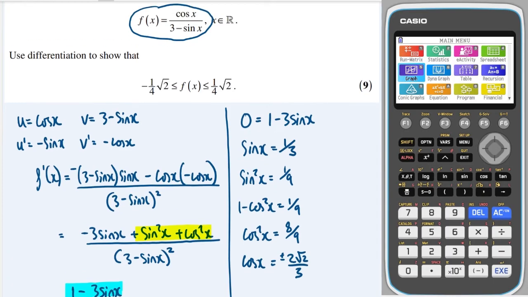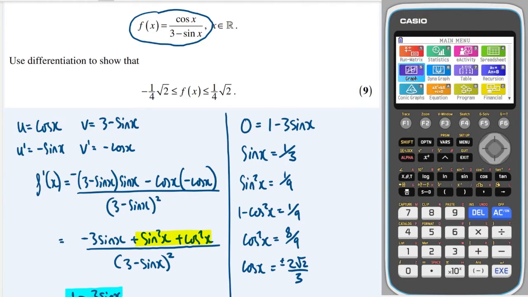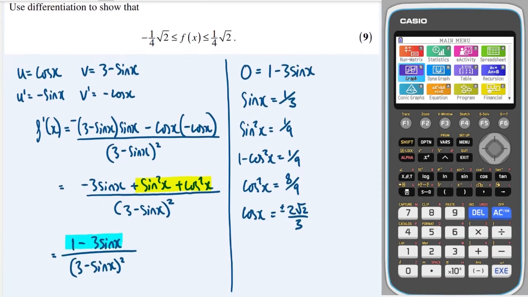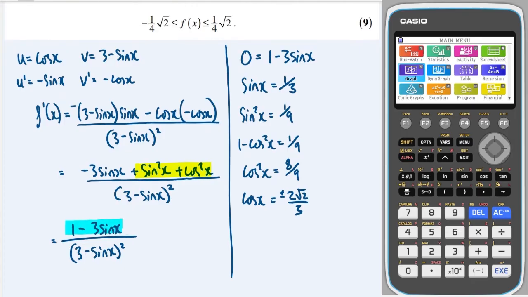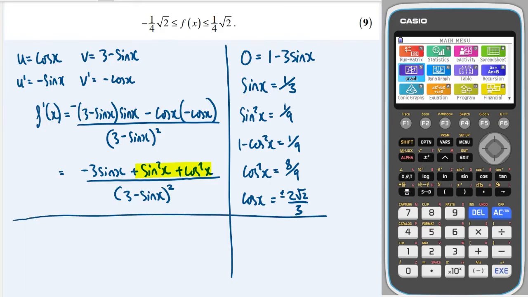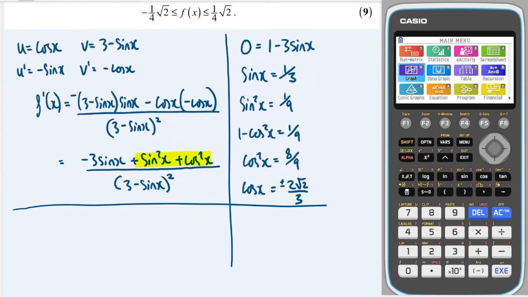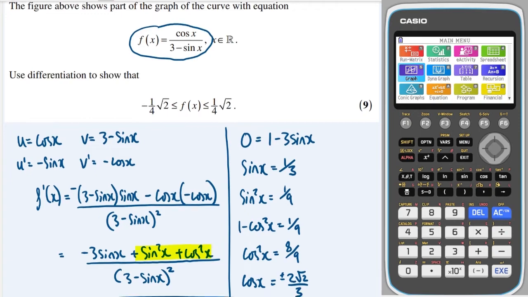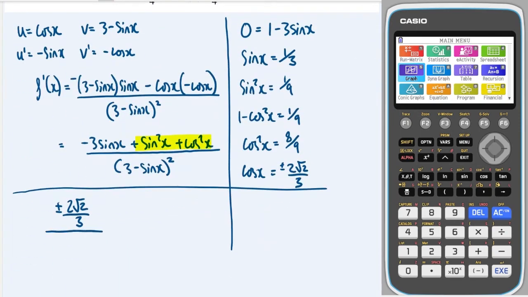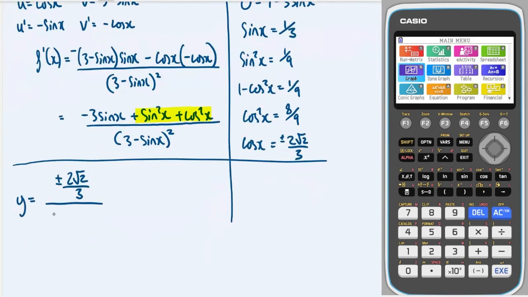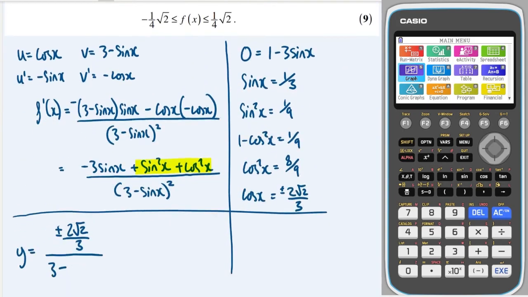Okay, great. Now let's substitute into the function to get these y coordinates, which are the maximum and minimums. So cos, we know, is plus or minus 2 root 2 over 3. And that is all over, this is going to give us our y values, 3 minus sine, and sine was 1/3.